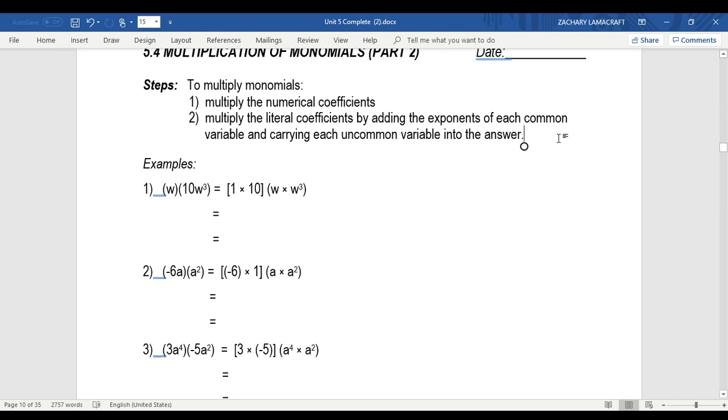So if we look at the first question here, we've got w times 10w to the 3. So we take the numerical, or 1 times 10, and then we would take the literal, w times w^3. And we'd end up getting 10 and then times w to the 4, remembering that we have that little 1 up there, and our answer would be 10w to the 4.